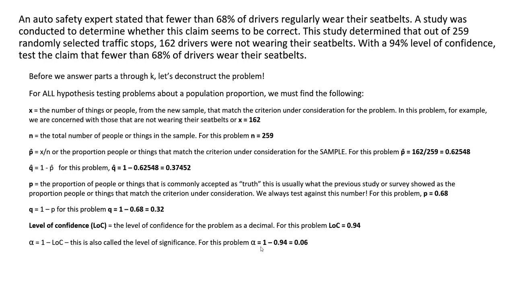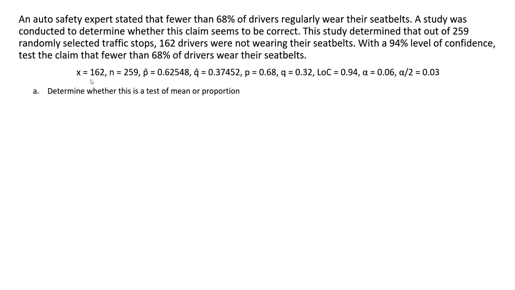For this problem, alpha equals 1 minus 0.94, or 0.06. Here's basically what we have. I'm just going to read it off quickly. X equals 162, N equals 259. P hat, which is X divided by N, is 0.62548. Q hat is 0.37452. P, which is again what we consider to be truth, unless this study that we just conducted can show us otherwise. Q is 1 minus P, or in this case 0.32.